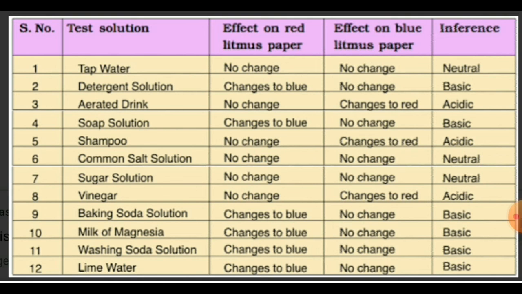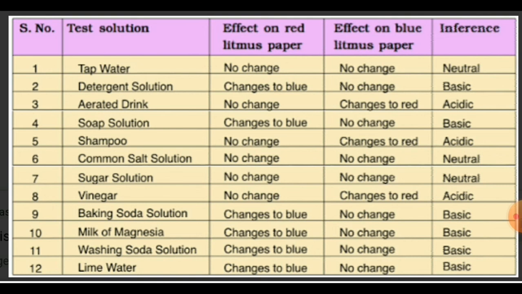The next examples are milk of magnesia, washing soda, and lime water. In all three examples, the blue litmus remains blue and red changes to blue. That's why all three are basic in nature. Here, students, we completed the table 5.2 observations. All of you carefully write these observations in your notebook properly and complete table 5.2 in your notebook.